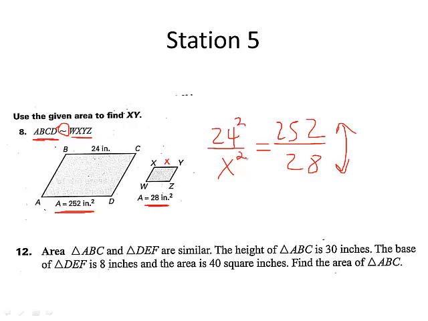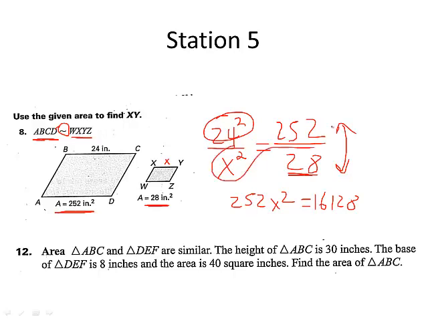because, again, you can't just do side to side equals area to area. You have to make sure you compensate by squaring one of the sides to make sure that the units are going to be the same. So when you do this, cross multiply and solve, we get 252 times x squared equals 16,128. That is if you do 28 times 24 squared.